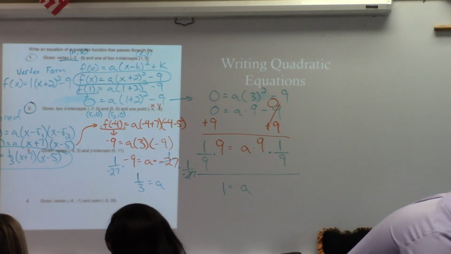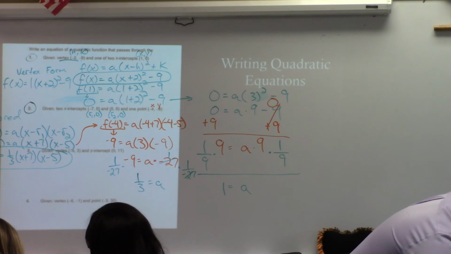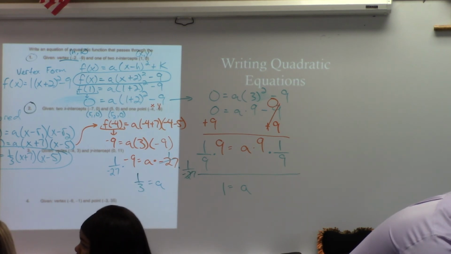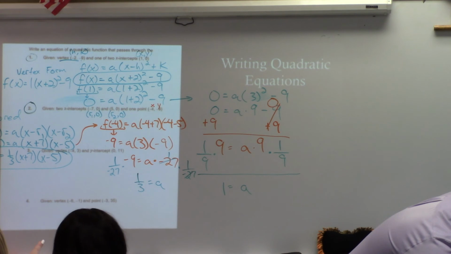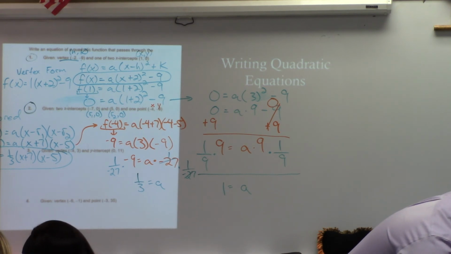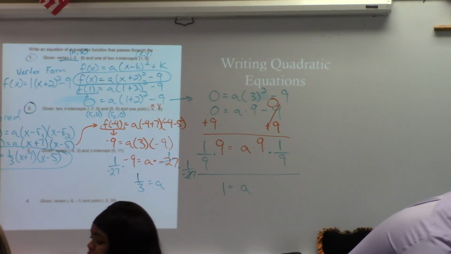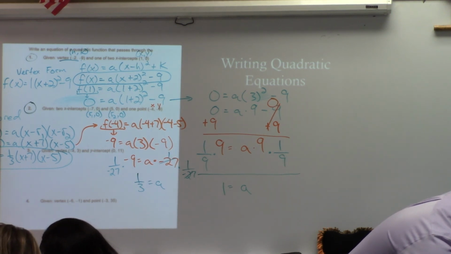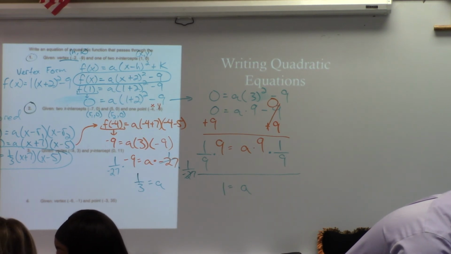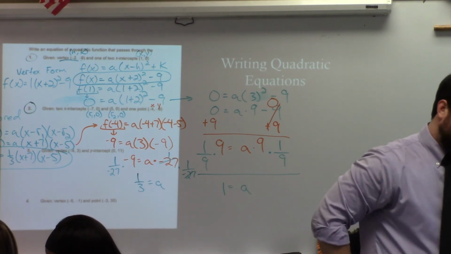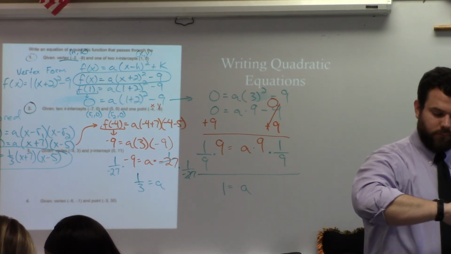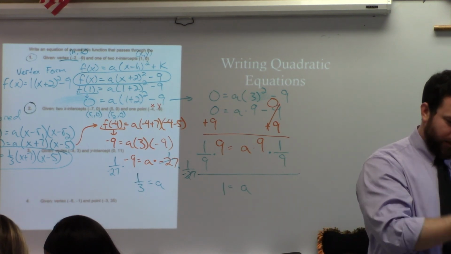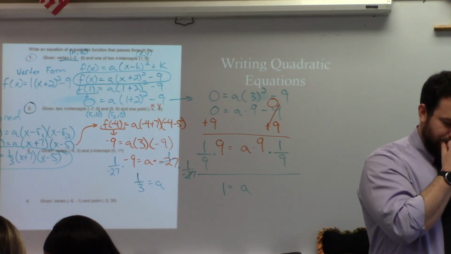These are being multiplied. And then 1 divided by 3 times negative 9 is negative 27. Yeah, you got it. Okay. So you multiply it, right, because they're being multiplied. And then go back to the regular formula.